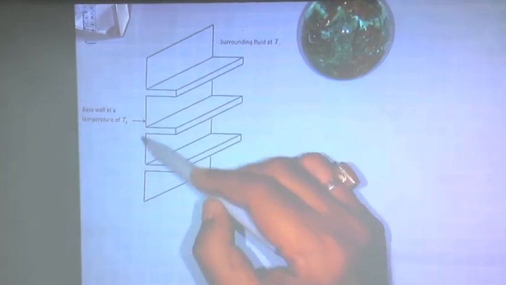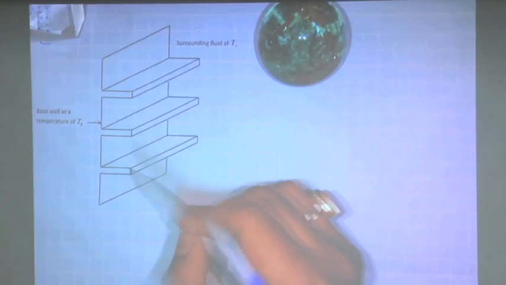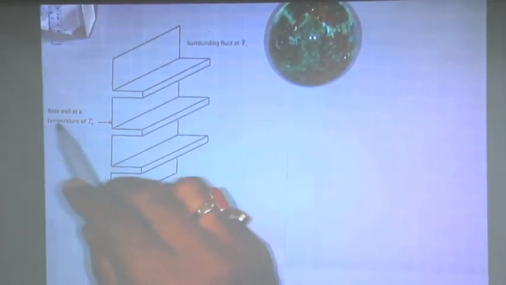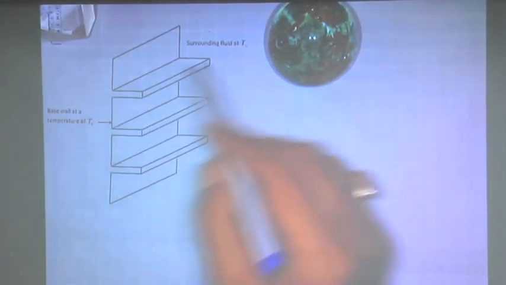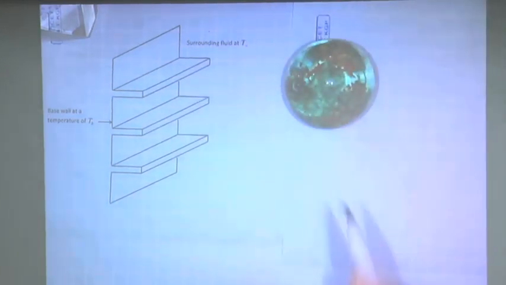This is the base plate, and a number of fins are there. Here there are three fins shown, with the base wall at a temperature of TB and the surrounding fluid at T infinity. So here, how do you define the fin efficiency?